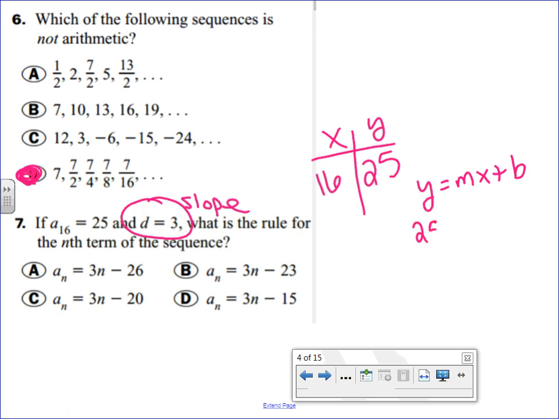y would be 25. The slope would be a 3. Did I mess up? What is 16 times 3? Good. And then can you guys subtract that 48 over for me? What's 25 minus 48?